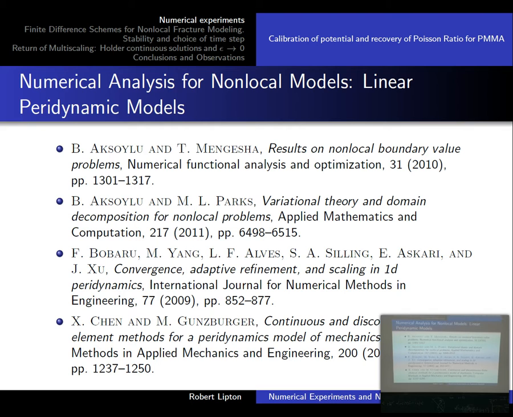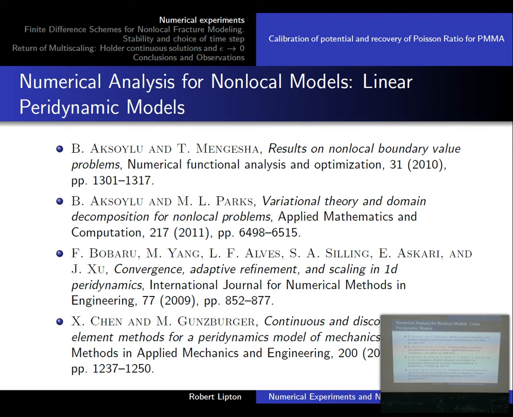Then, for some linear peridynamic models, there is interesting work of Burak Aksoylu and Tadele Mengesha. They're looking at the discretizations and convergence studies and rigorous convergence estimates. Then here are domain decomposition techniques, by Burak Aksoylu and Mike Parks at Sandia, then Florin Bobaru. These folks have worked on adaptive refinement and scaling in 1D.